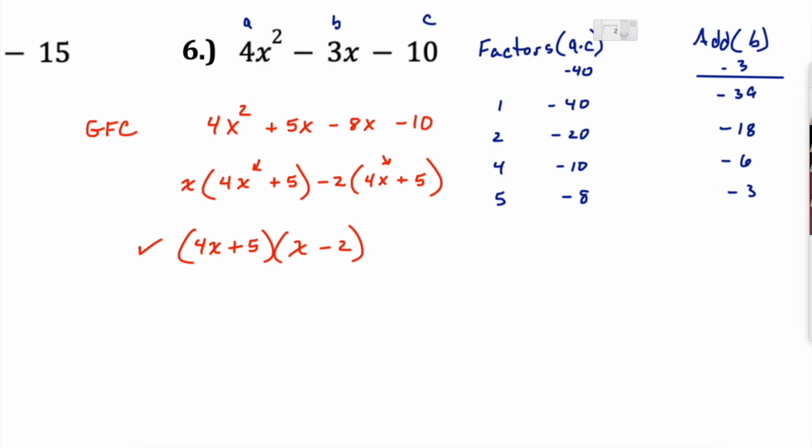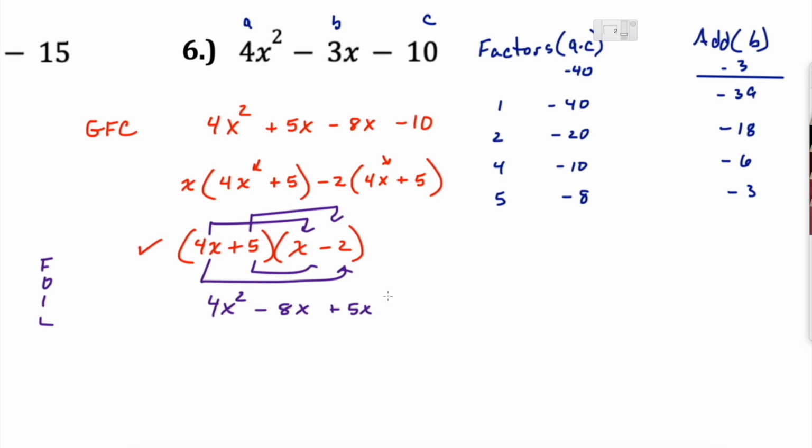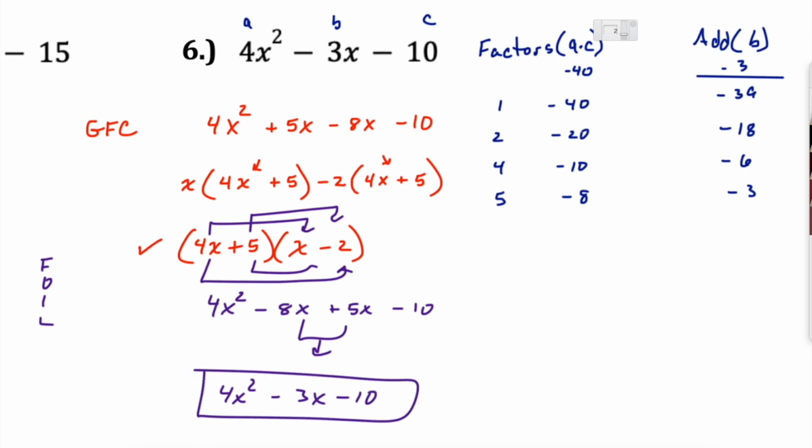So that's it. Just to prove it works, let's check it with FOIL. So let's do first, 4x squared. Outer, negative 8x. Inner, plus 5x. Last, minus 10. Add the like terms. 4x squared minus 3x minus 10. That worked. So this was the correct solution. I'll put another check here. Okay, very good.